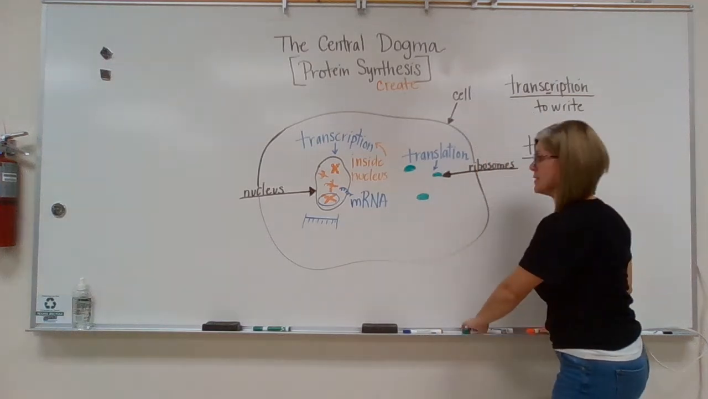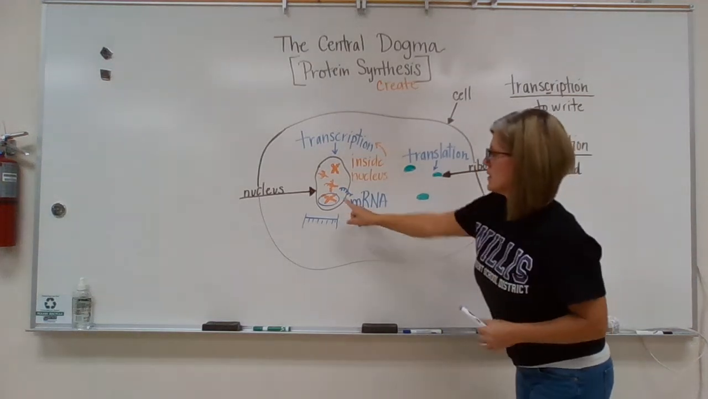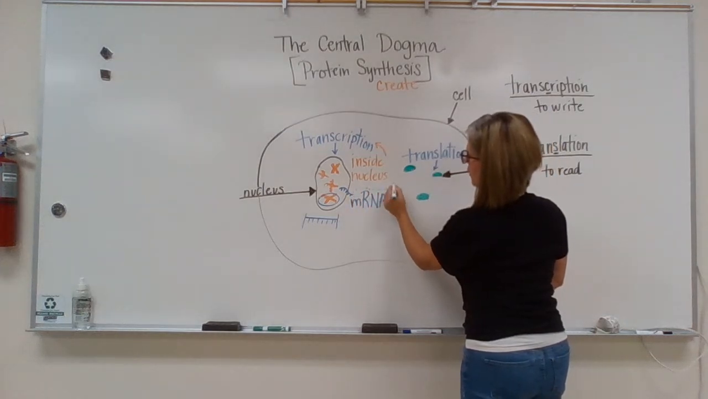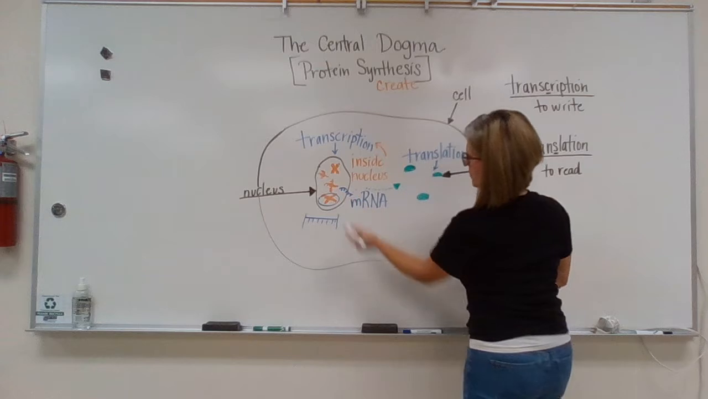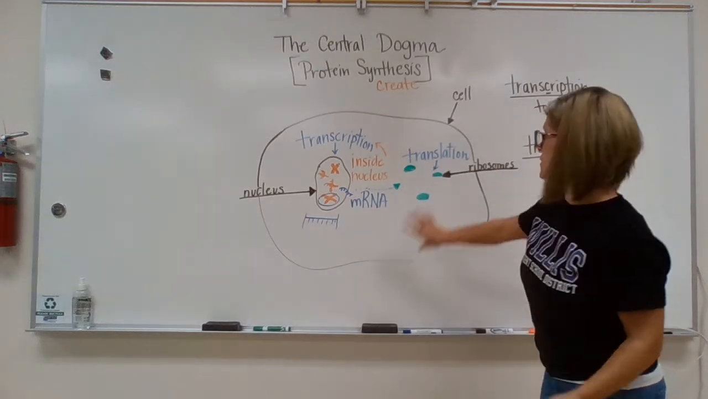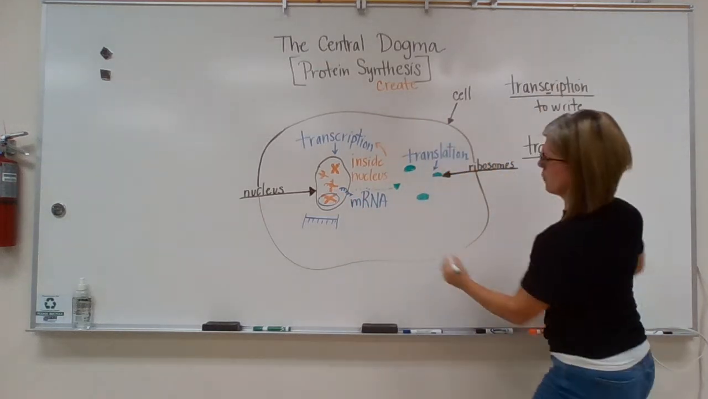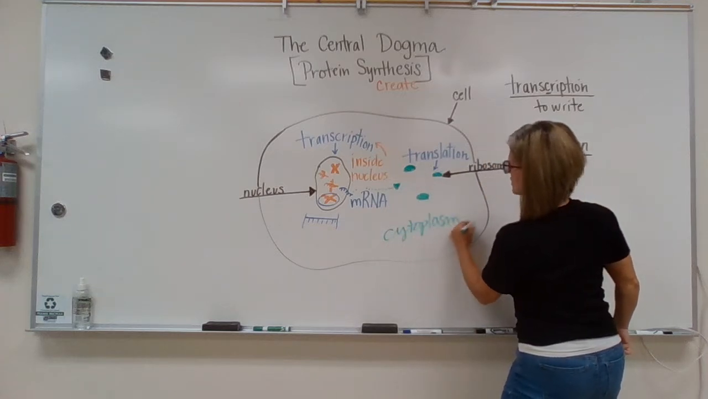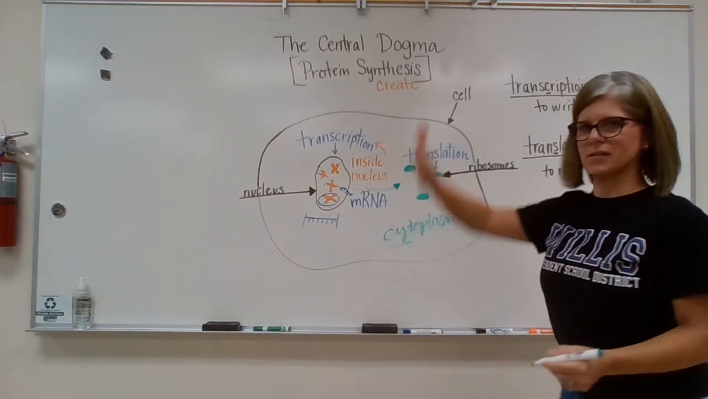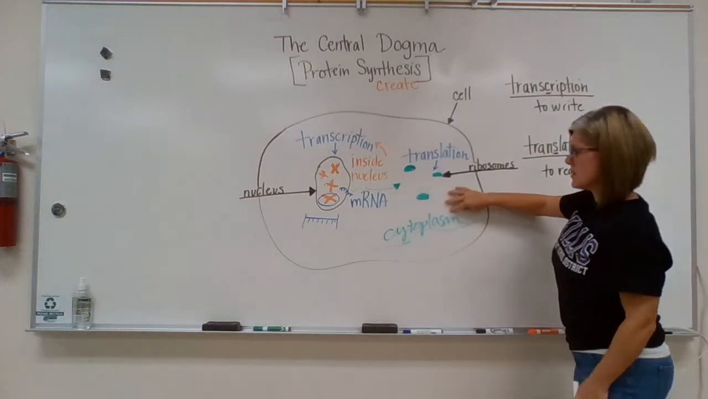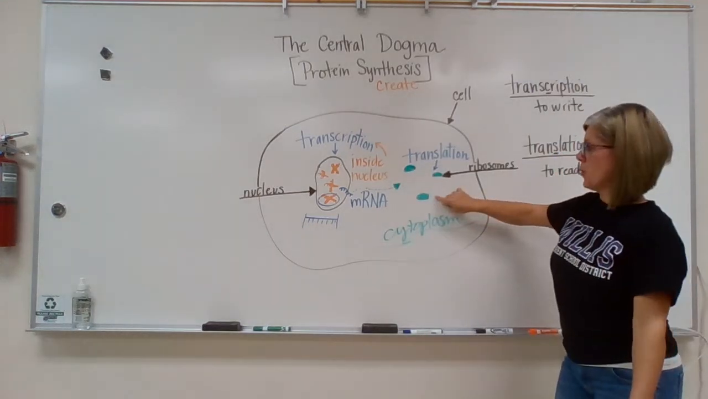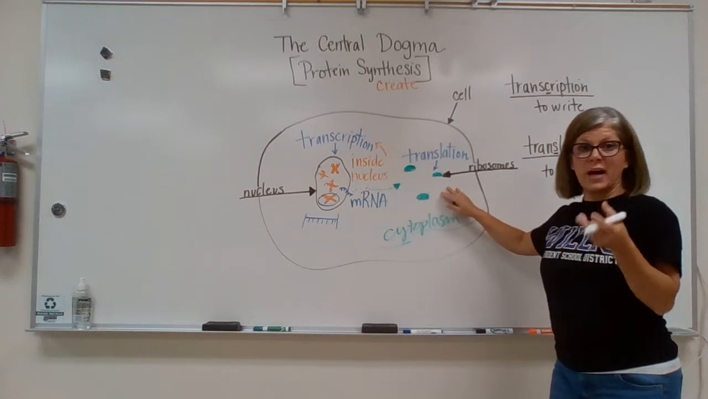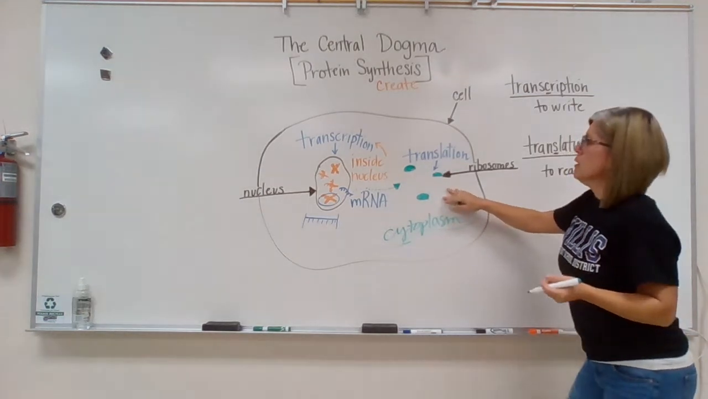Okay, now what happens next? This little RNA moves itself out of the nucleus. It leaves. And it now puts itself into the cytoplasm. Remember, all of this is cytoplasm. All that jelly-like substance that's inside the cell. In the cytoplasm, you have the organelles, ribosomes. Those ribosomes are now the little factories, okay?